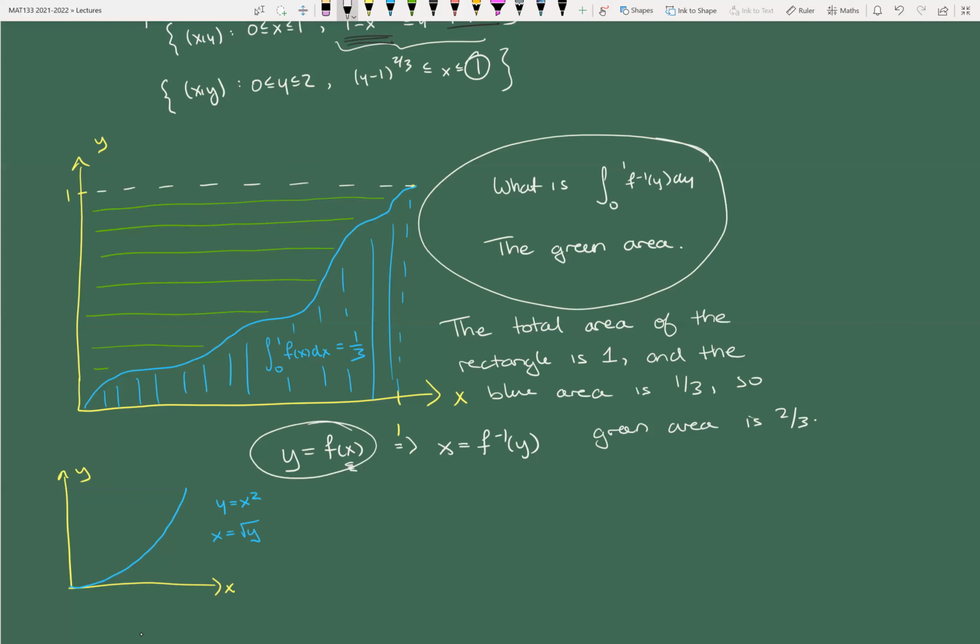Sure. Can you be more specific, Simon? Like what part of the inverse? Like why do you get that it's the inverse curve?